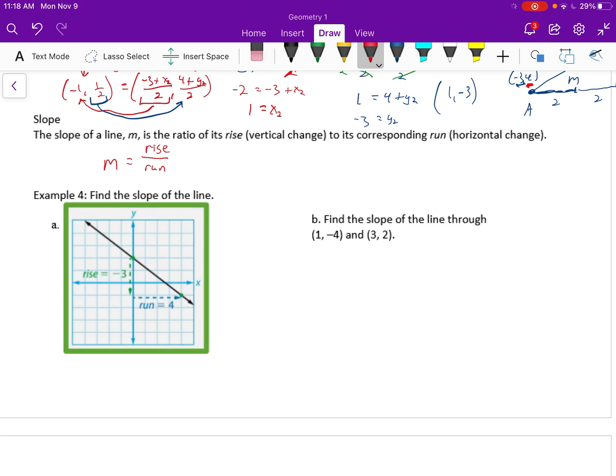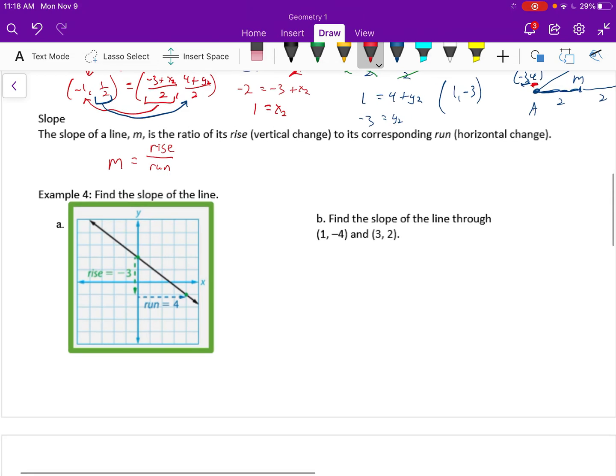So down here, if we have this line in example 4, part A, it says find the slope. What we try to do is find some convenient points, points that cross over the grid. And then we think, well, to get from one point to the other, our rise is actually down 3. So rise is -3, and the run is 4. And so the slope of that one is -3/4.